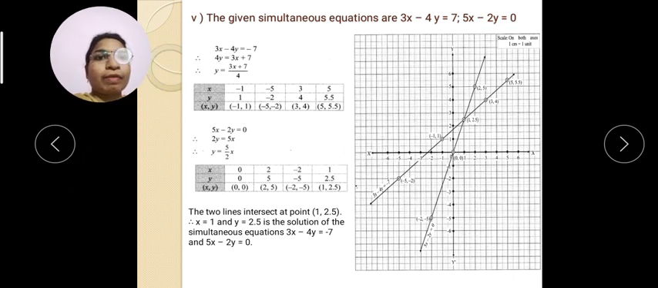Similarly, question number 5, here I solved. See, question number 5 is what? 3x minus 4y is equal to 7. Firstly, find out y is equal to (3x plus 7) by 4. Now, put x as minus 1 here. 3 into minus 1, how much is it? Minus 3 plus 7 by 4. Minus 3 plus 7 is 4 by 4. So you will get y is equal to 1.